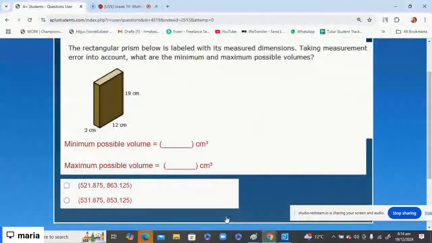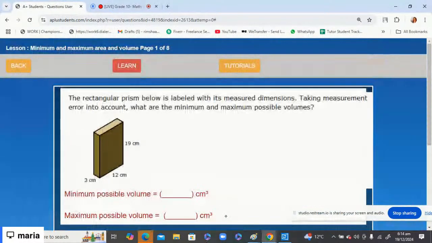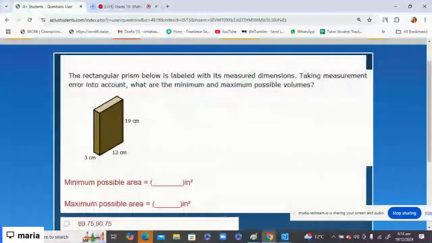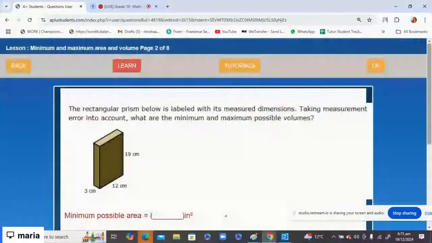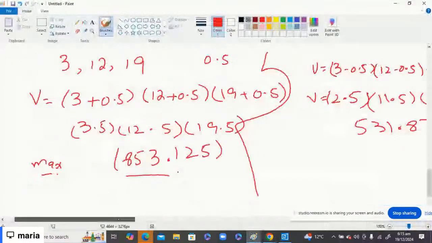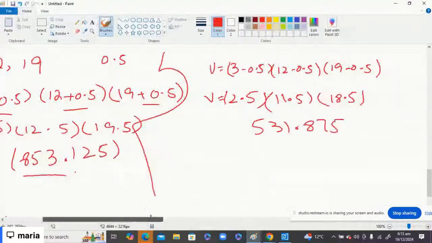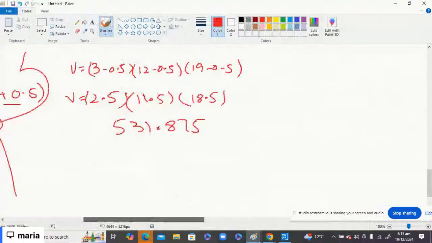Okay, let's see the answer. 853.125, 531.875. It's option B, and this is the right answer. Now you solve the rest of the questions using the same method. First, add the error and multiply, and this is the greatest possible volume, and for the lowest possible, subtract and then multiply.